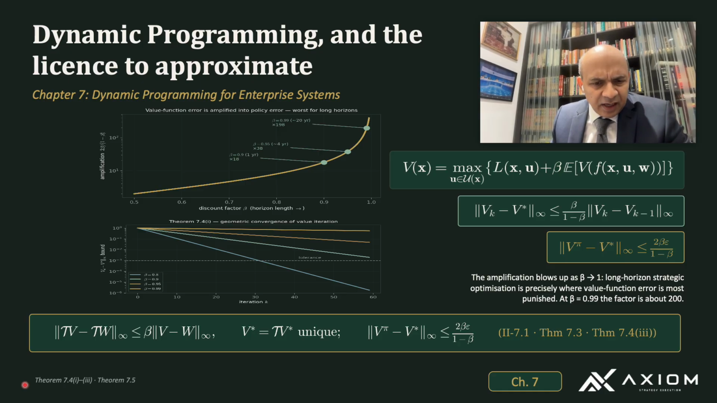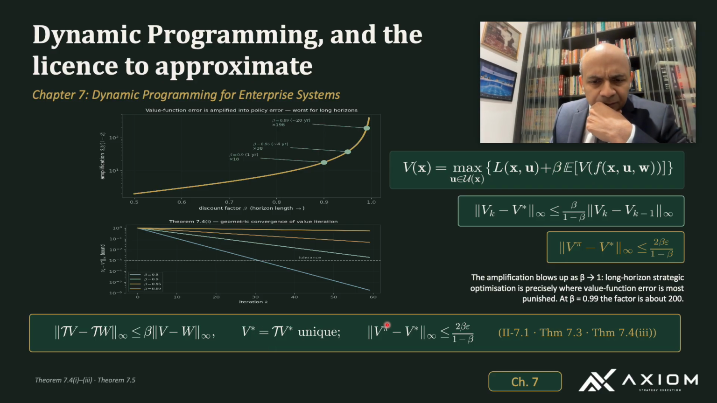Now this equation at the bottom means the Bellman operator is a contraction mapping under the sup norm. Therefore, by the Banach fixed point theorem, it has a unique fixed point: V star equals TV star, and it is unique.